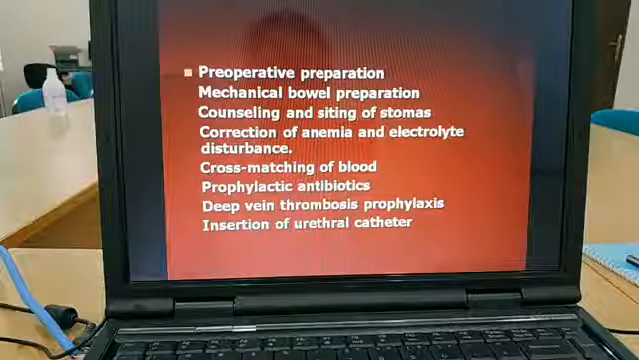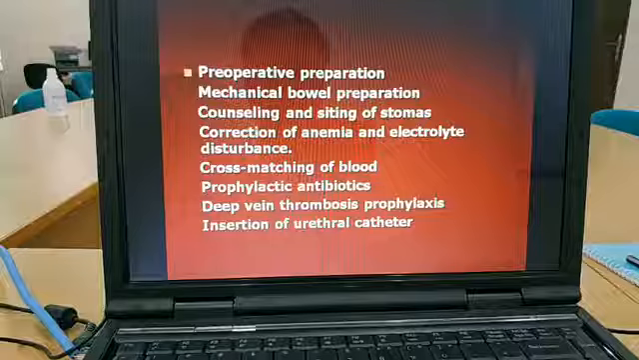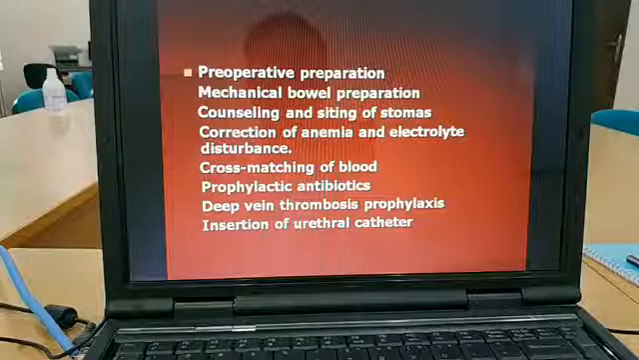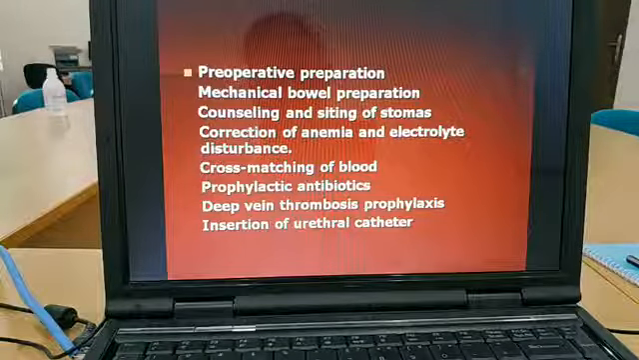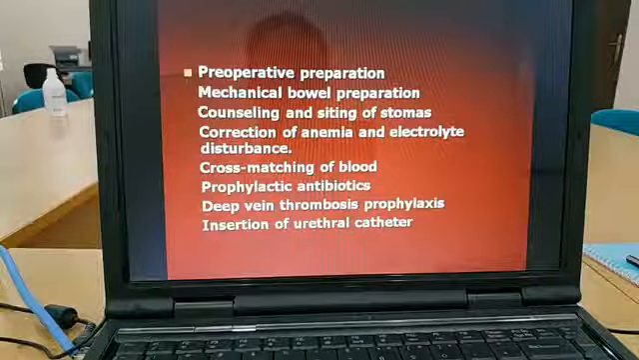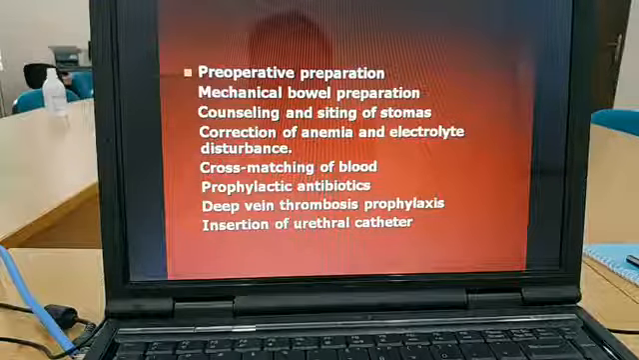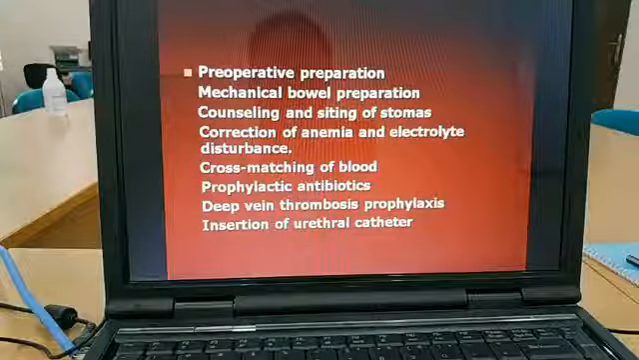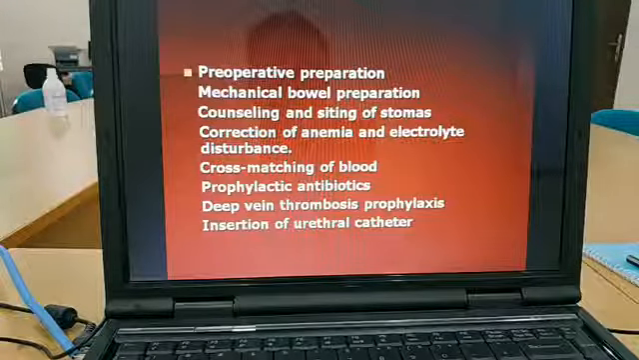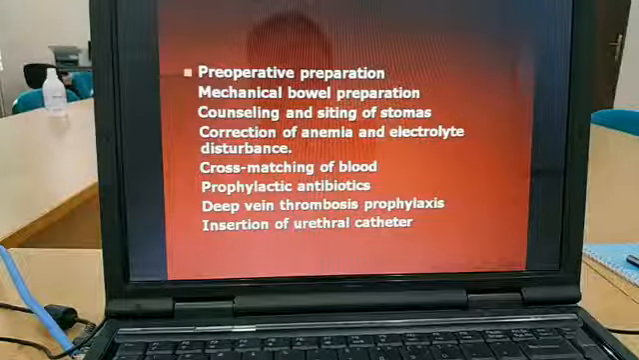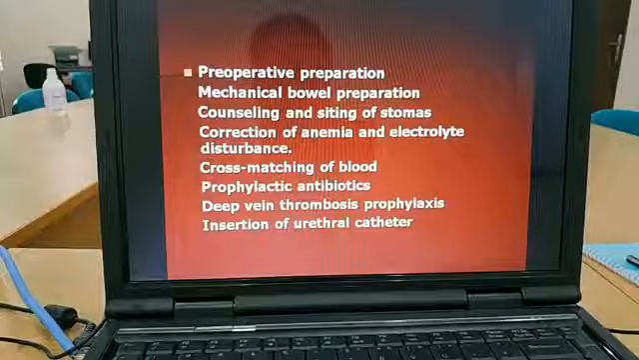And if you excise the rectum and you sacrifice the sphincter and do a permanent pelvic colostomy in the left iliac fossa, this is called an abdominoperineal resection. And in this operation, two groups of surgeons, one from the abdominal side and another from the perineal side, work together. So what are the preoperative preparations?